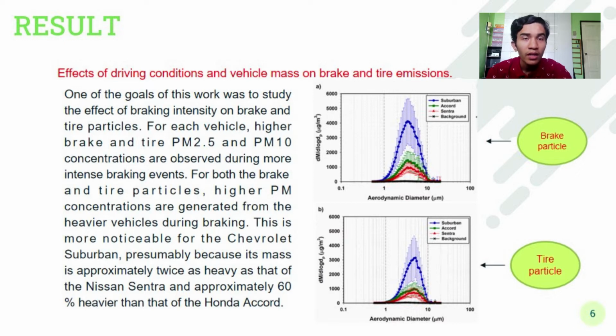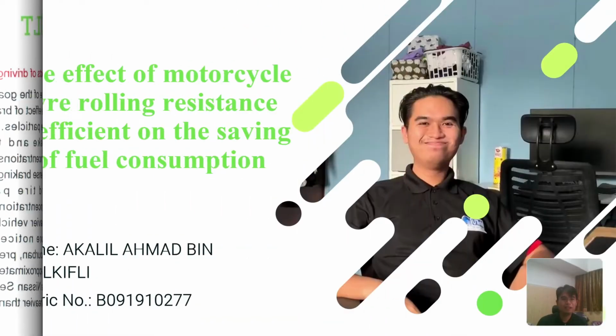This is more noticeable for the Chevrolet Suburban, presumably because its mass is approximately twice as heavy as that of the Nissan Sentra and approximately 60% heavier than that of the Honda Accord.